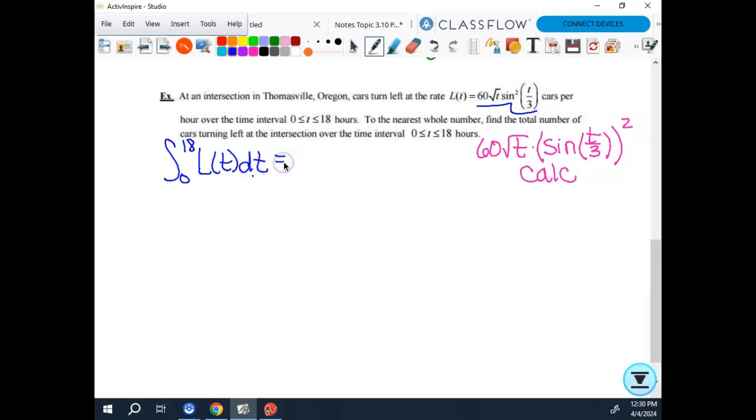Then you just get this out of the calculator. We got 1657.823. It does say the total number of cars to the nearest whole number.